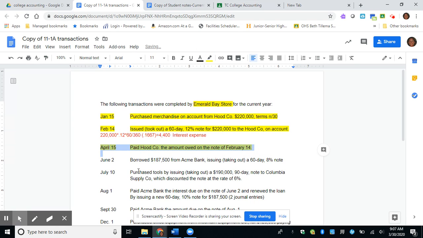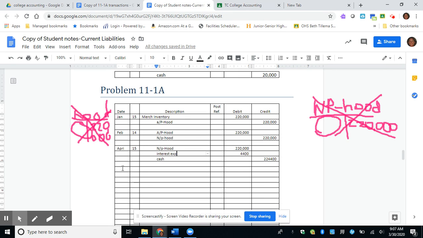On June 2nd, I went to the bank and I took out a note. It's a 60-day note at 8%. So since it doesn't say it's a discounted note, I know that I'm going to get this much cash when I walk away from the bank. So on June 2nd, I am getting cash from the bank by taking out a note. That's what I get, and that is $187,500. And in exchange, I am guaranteeing them to pay them back with a note payable to Acme Bank.